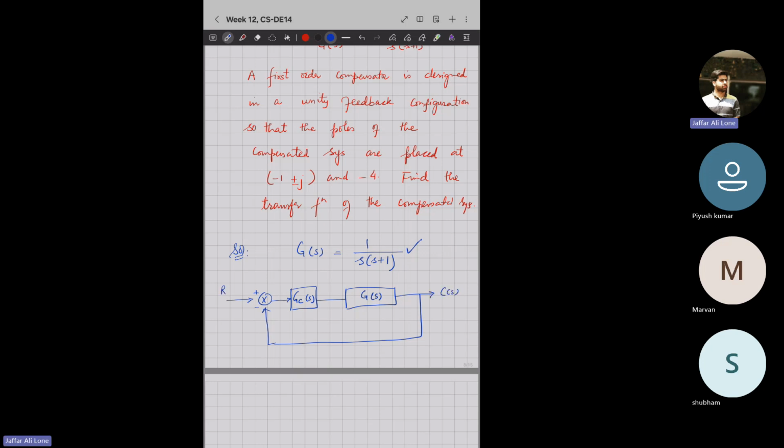This is my input R of S. So then this whole compensated system has poles at -1 plus minus j, and it has this compensator, so this whole compensated system then has poles at -1 plus minus j and -4. And we have to find the transfer function of the compensator system.